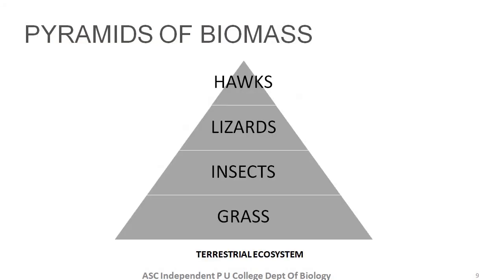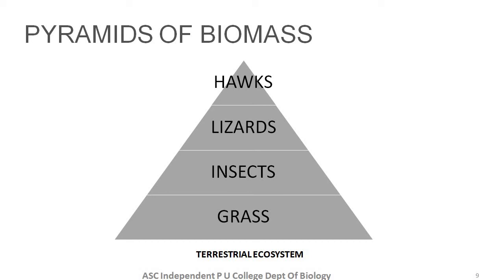The next type of ecological pyramids are the pyramids of biomass. A pyramid of biomass is a graphical representation of the amount of biomass per unit area, sequence-wise in rising trophic levels, with producers at the base and the top carnivores at the apex. So in pyramids of number, we were representing the number of individuals or organisms present in each trophic level. Here we will represent the amount of biomass that we see in individual trophic levels.